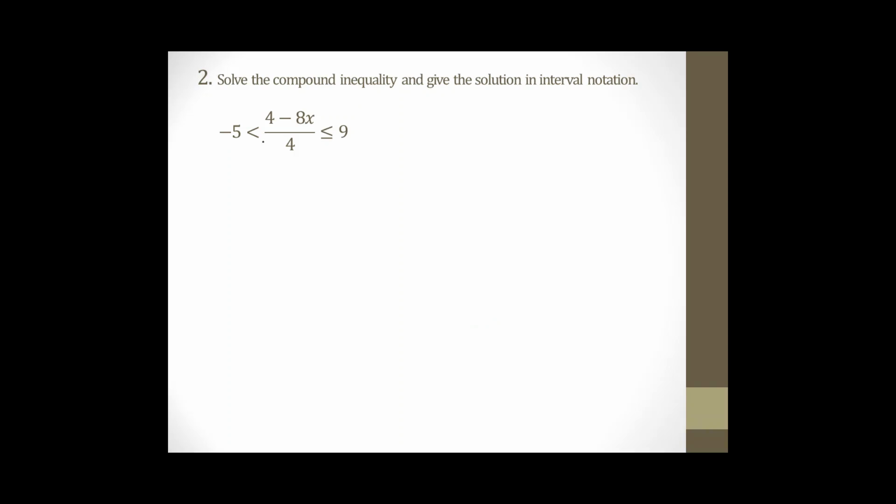Number 2 is solve the compound inequality and give the solution in interval notation. So we basically have two inequality signs. What we have to do is solve for x, and x is going to stay in the middle. So if I look at this problem, what I would like to do first is get rid of this division bar.